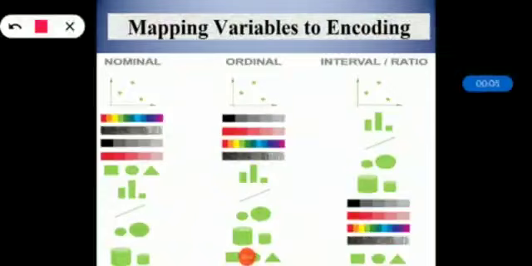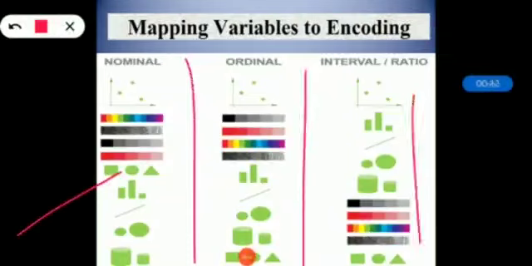So in this section we will see the mapping of variables to encoding. Suppose we have a particular set of data. Now it is necessary that we know the types of data. For that we will need a guide to determine which visual encoding method is best for you. We can see in this diagram that proper guidelines are given for which data should be mapped according to the image. We can see nominal, ordinal, interval and ratio.